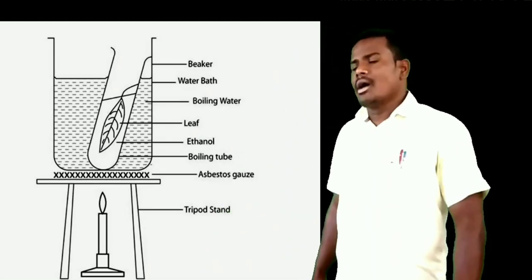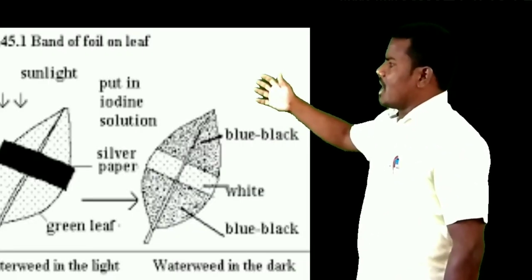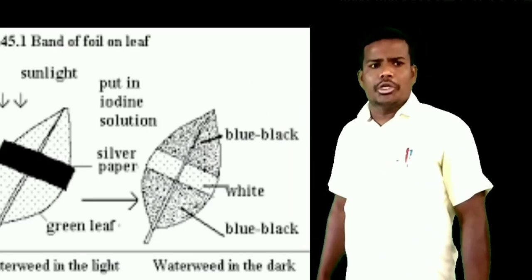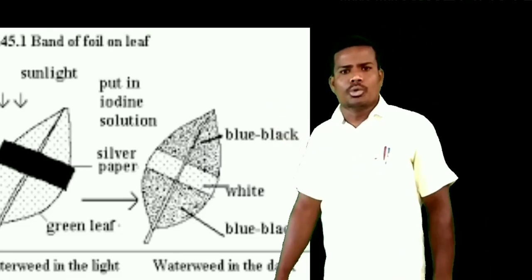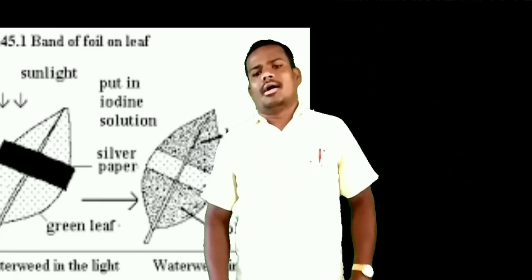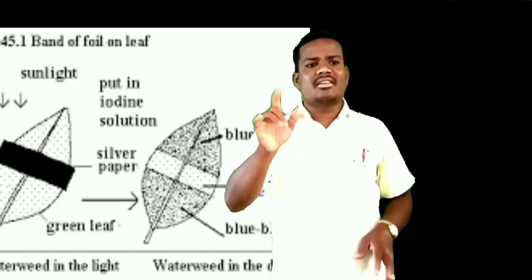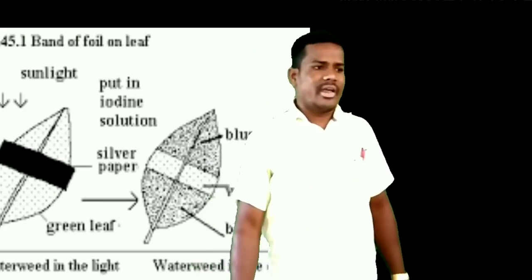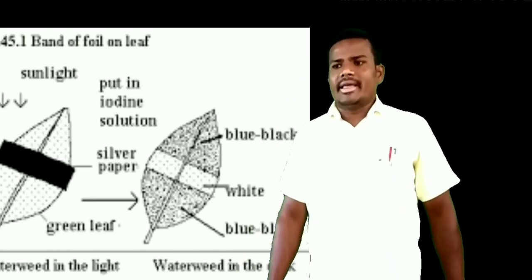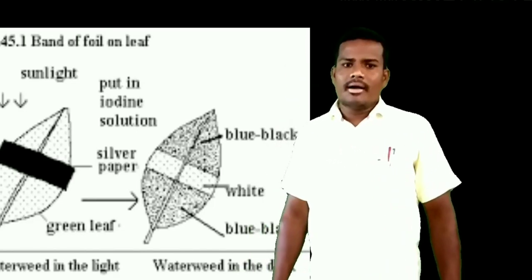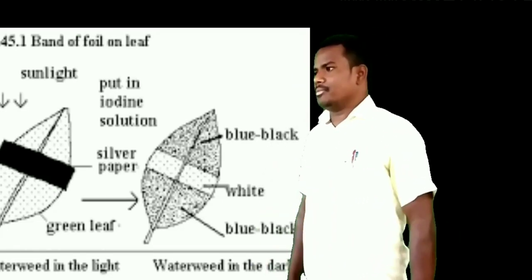So next, what's the result? After a few minutes, we observe that after the addition of a few drops of iodine solution, the pale white colored leaf turns blue black. When it turns blue black, it means there is starch in that leaf. So finally, what do we conclude? In this experiment, starch is present in the green leaf, which we found with the help of the iodine solution. So this is the first experiment.